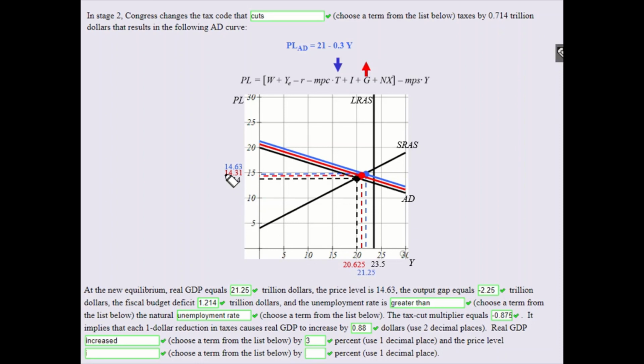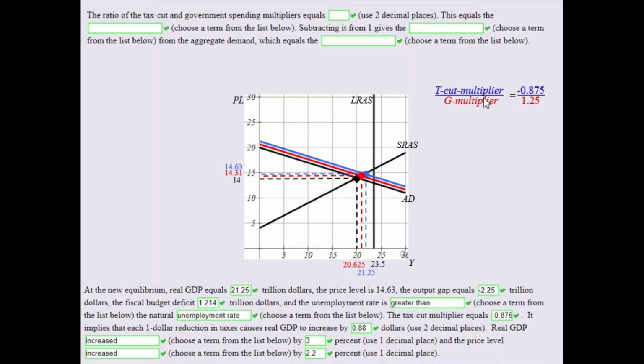Now the price level, after the increase in government spending was felt, had bumped up to 14.31. And then we did the tax cut, so the price level jumped up again to 14.63. So prices in general increased by this percentage here. This is the price level after the tax cut. This is the price level after the increase in government spending. This is what it is minus what it was, divided by what it was, and you get an inflation rate of 2.2%.